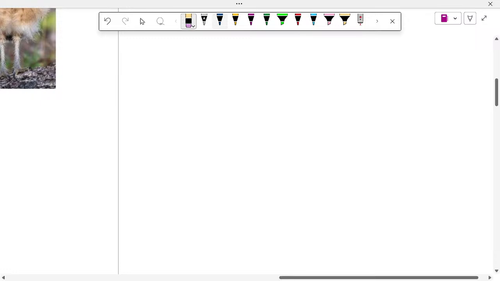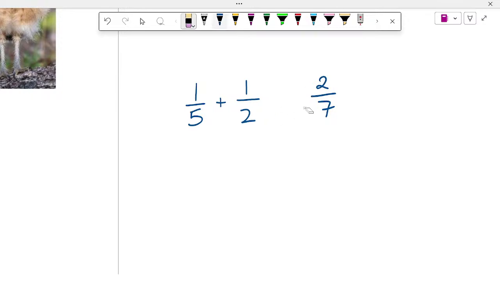So listen, what if we add, I don't know, 1/5 plus a half? All right, you can write this if you want, but you don't have to. Does that equal 2/7? No, right? Definitely does not. You can't just add numerators and add denominators. Again, we could go back.